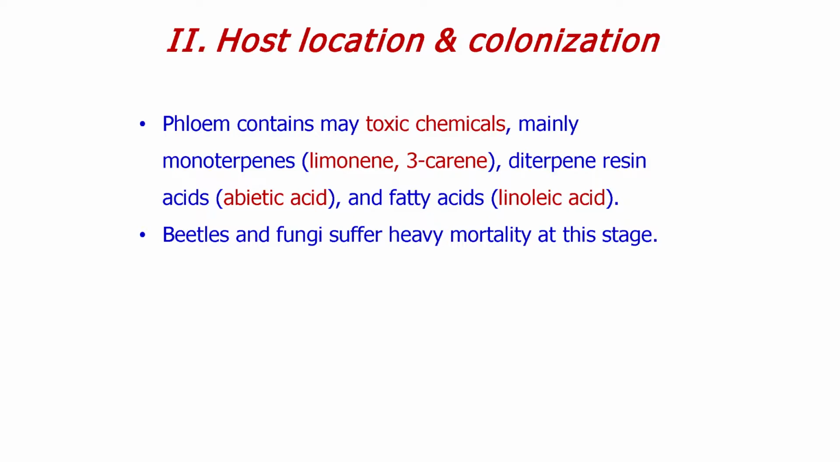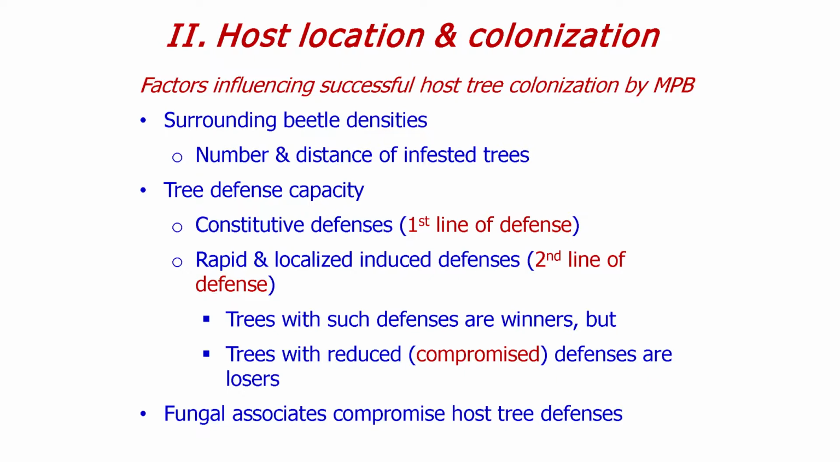The phloem, where the insects feed, contains a lot of toxic chemicals, such as limonene, terpinene, some diterpene resin acids, and some fatty acids. They are really nasty compounds. At this stage, in my understanding, beetles face very heavy mortality. Most of the time, actually, these attacks fail. What are the factors that can influence this stage?